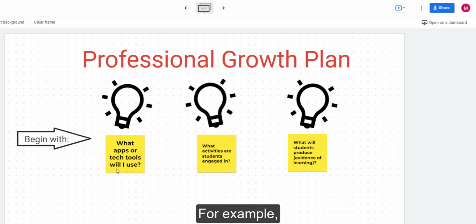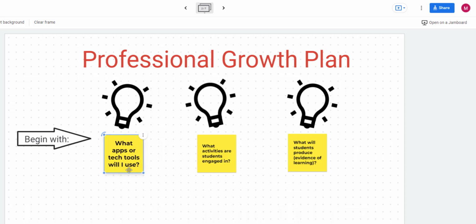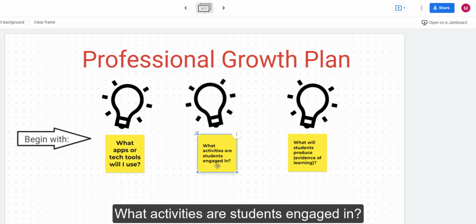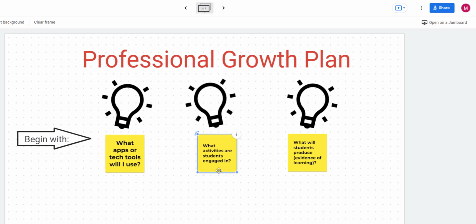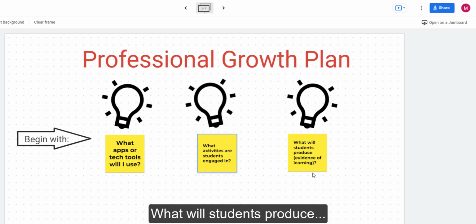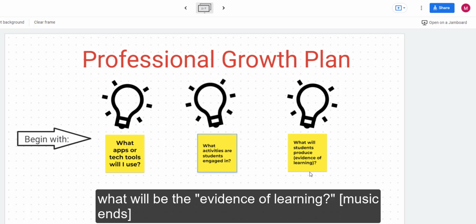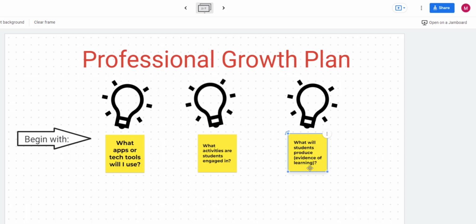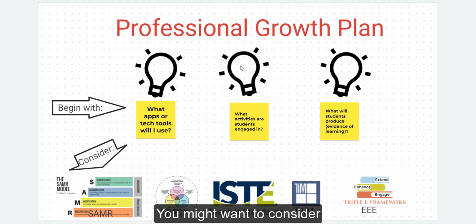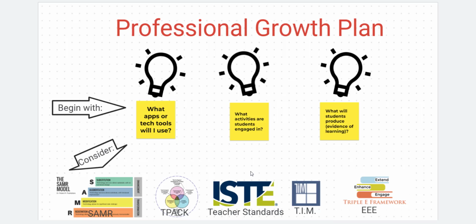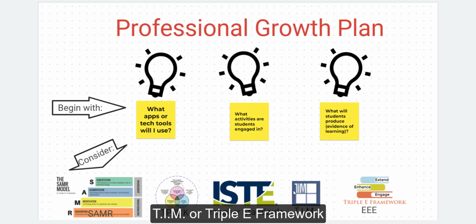For example, you might ask the question, what apps or tech tools will I use? You might ask, what activities are students going to be engaged in? And what will students produce? What will be the evidence of learning? You might want to consider different pedagogical models that apply to your PBL design: SAMR, TPACK, the ISTE Teacher Standards, Technology Integration Matrix, or the EEE Framework.